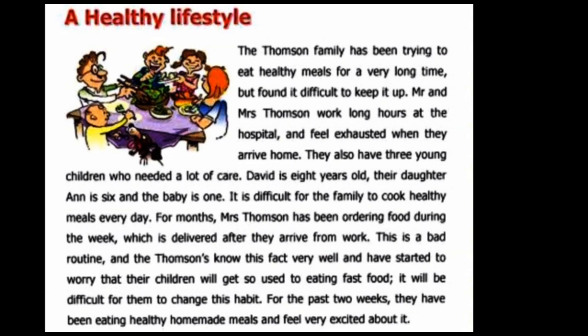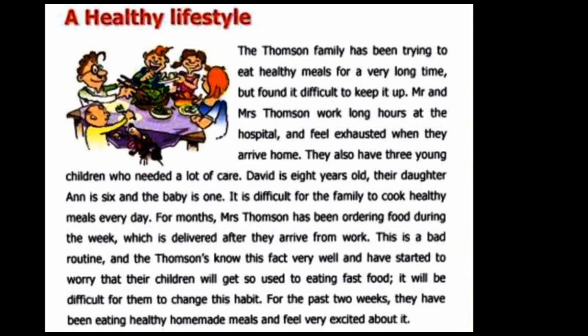The Thompson family has been trying to eat healthy meals for a very long time, but found it difficult to keep it up. Mr. and Mrs. Thompson work long hours at the hospital. Where do Mr. and Mrs. Thompson work for a long time? Hospital. And feel exhausted when they arrive home. They also have three young children who needed a lot of care.